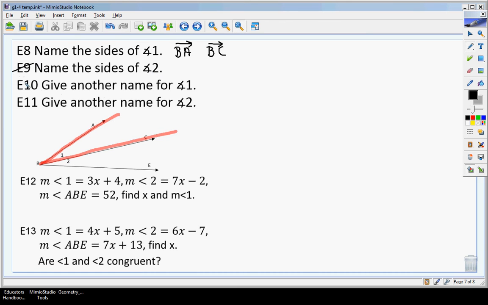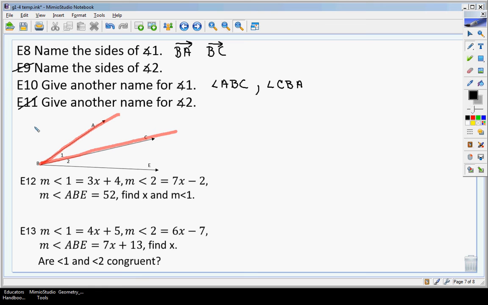So I'm going to skip where they're asking me to name the sides of angle 2 because it's done the same way. Give another name for angle 1. Look, angle ABC. There is one more. What else could I call it? CBA. I could call it CBA. Why not angle B? Because there's 3 angles at that point. Okay? I'm going to skip 11. It's the same as what we just did.